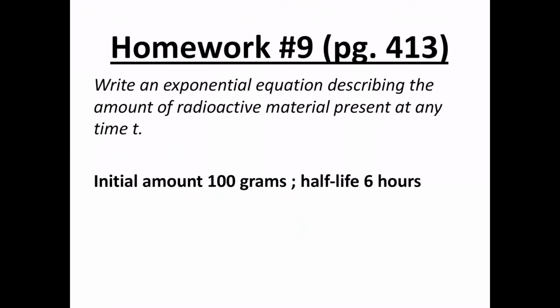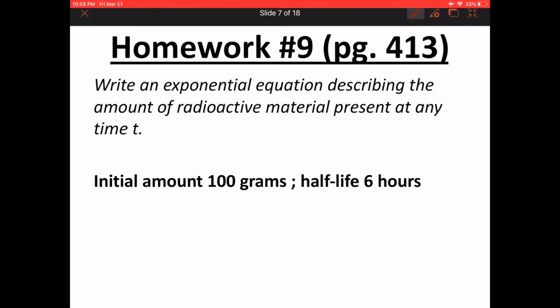Let's go to my next example here, number 9. In number 9, we're again being asked to write an exponential equation describing the amount of radioactive material present at any time t. So the initial amount is 100 grams. The half-life is 6 hours. So that should be the key phrase for me to know that I'm going to be using my half-life decay formula, which is A equals A sub 0 times 1/2 to the t divided by h.